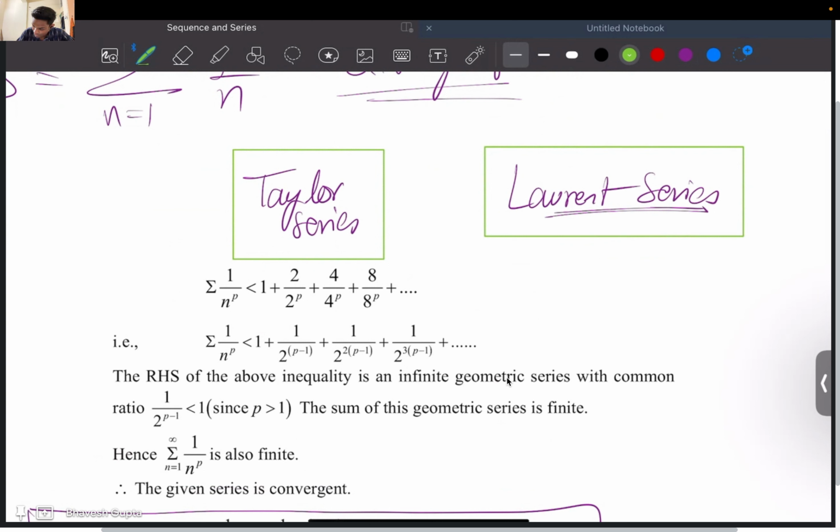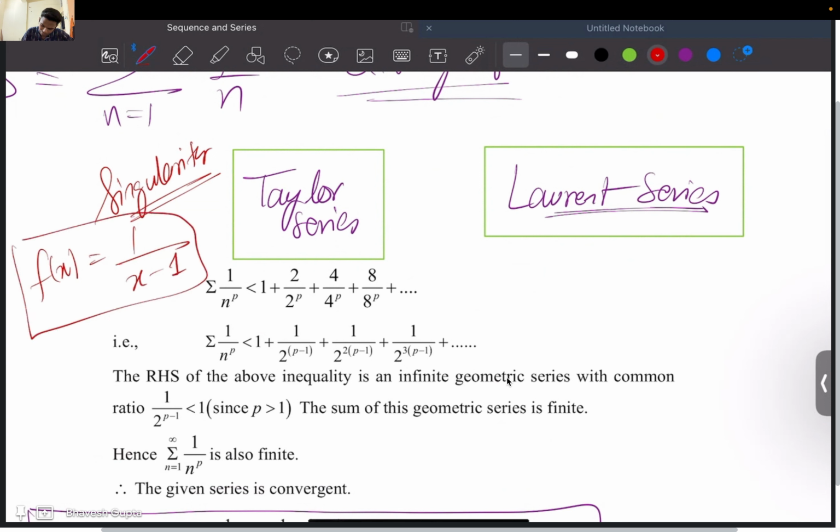I don't know if you know what is meant by singularities. A singularity is basically where your function is not defined. For example, let's say f of x equals 1 over x minus 1. In this function, the singularity is x equal to 1. x equal to 1 is a singular point, where the function blows up. So this is your function over here.